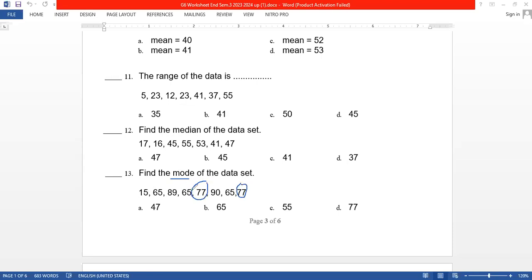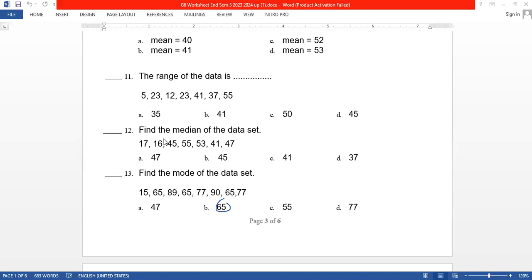Here, 77 is repeated twice, but we check if we have another number repeated. 15 is not repeated. 65 is repeated once, two, three times. So now we have two modes? No. 77 is repeated twice, but 65 is repeated three times. So I choose the most repeated number, which is 65. We ignore 77. So the answer is 65.